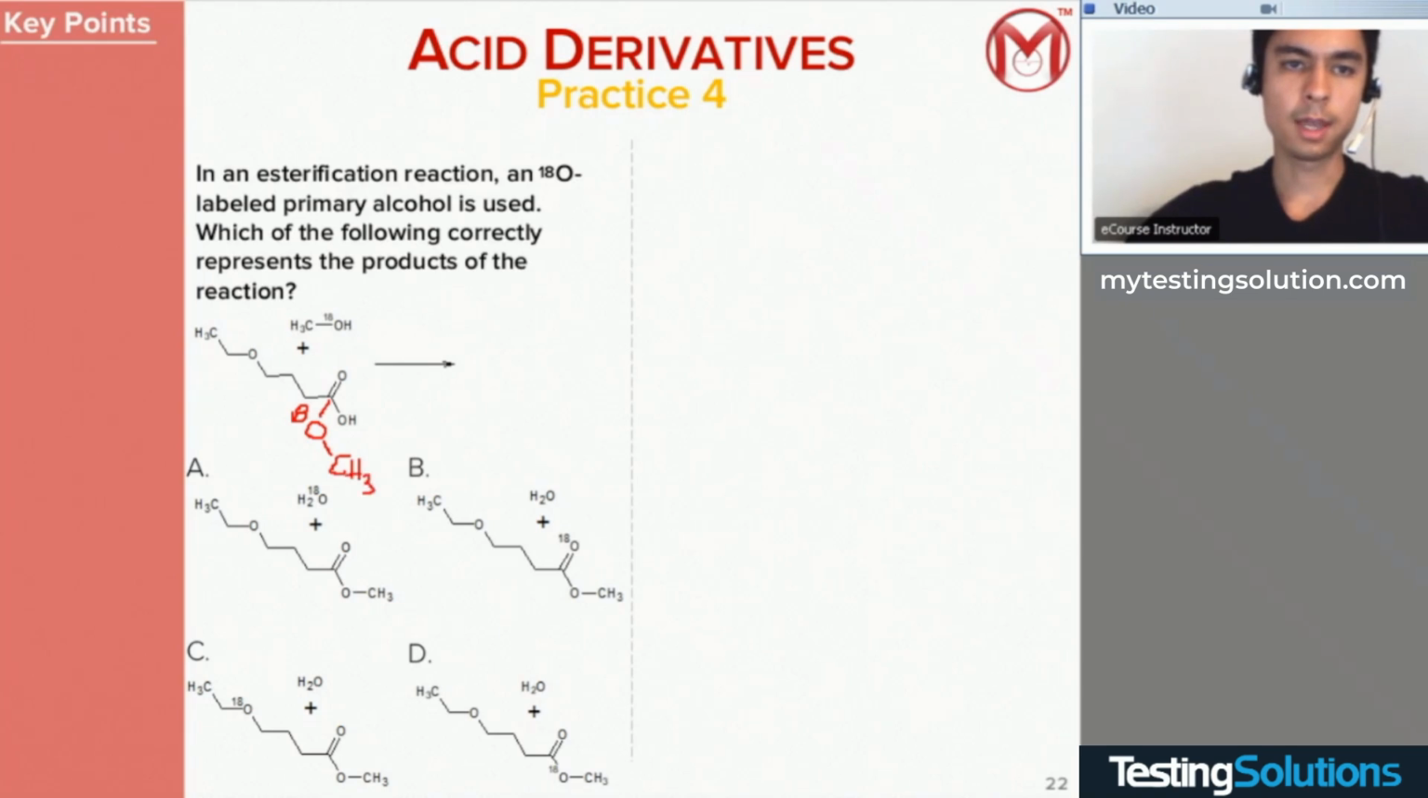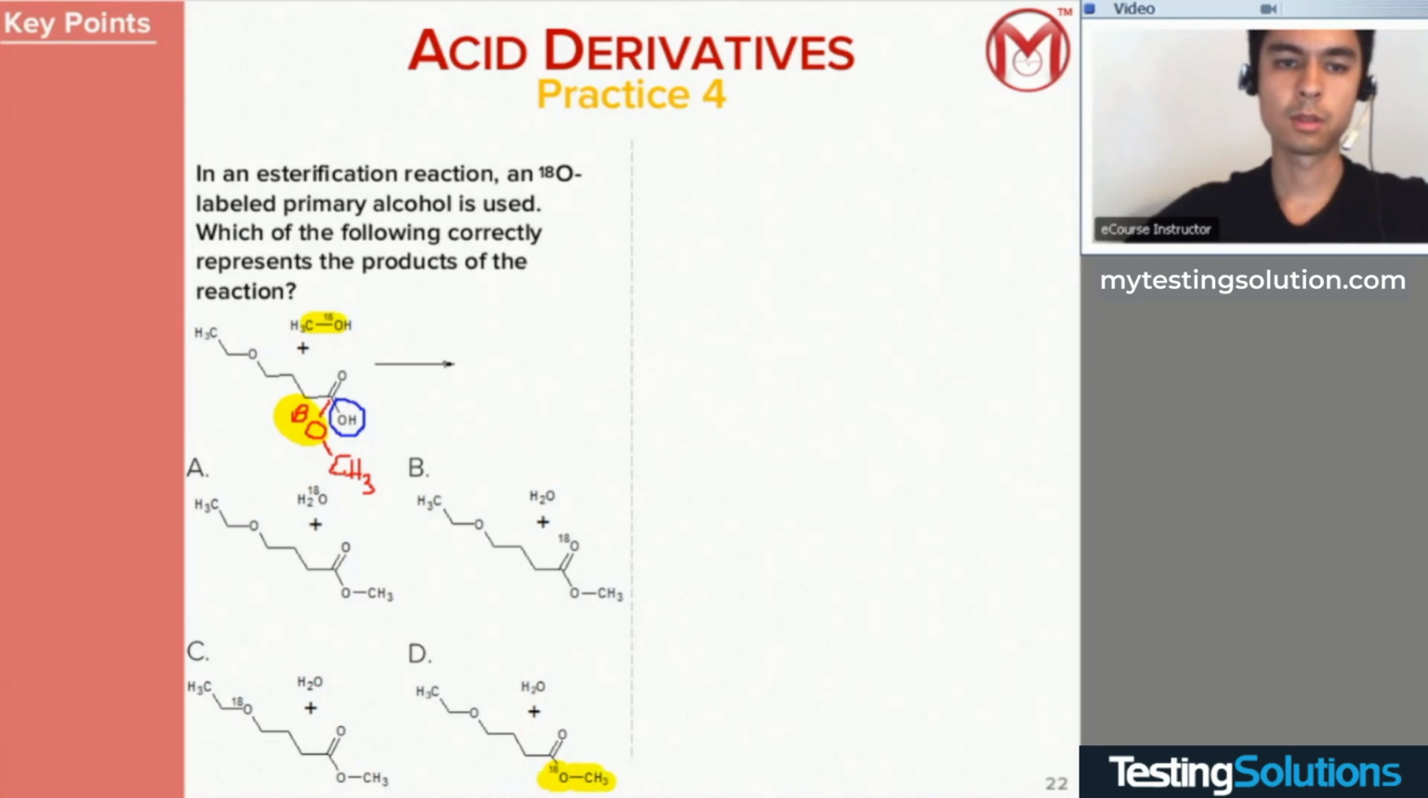And then this OH comes off. So the 18O labeled methanol, or the 18O labeled oxygen, is right here. It's this new oxygen. Okay? The carbon-oxygen bond right here remains. It doesn't get broken. So we're going to leave that one alone. And that means that it has to stay here.